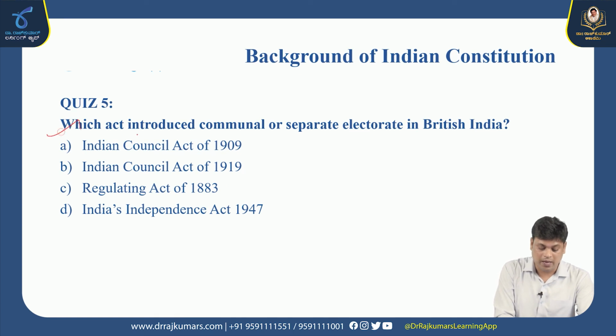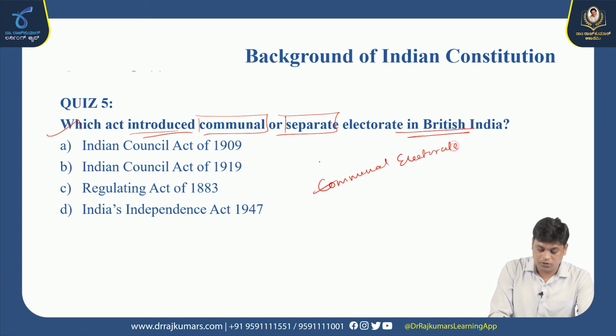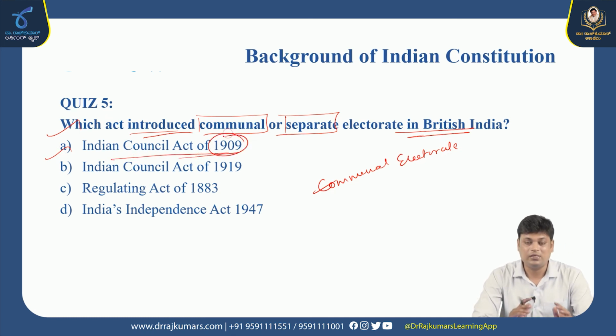Next one: which act introduced communal or separate electorate in British India? You know about communal electorate? It was introduced in the Indian Councils Act of 1909, which provided a separate representative for one particular community. People of that community can vote only for that person, which is known as separate electorate status.